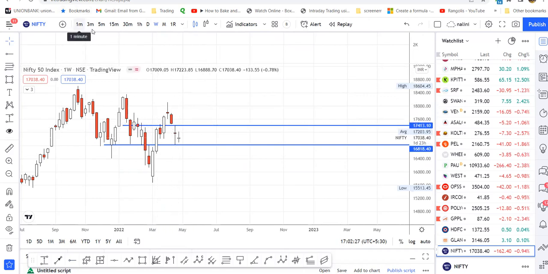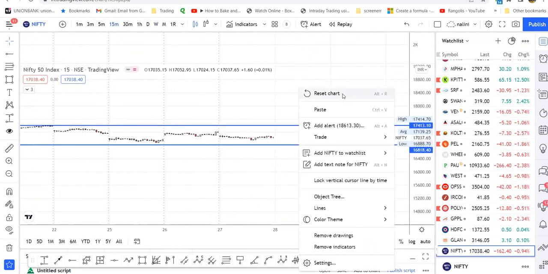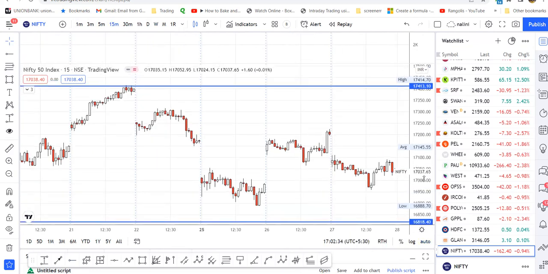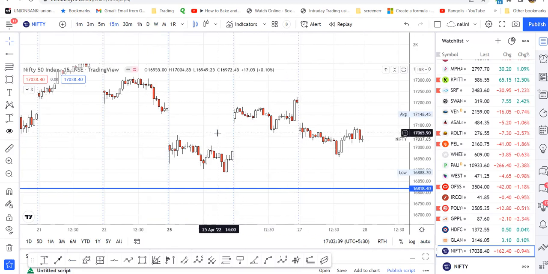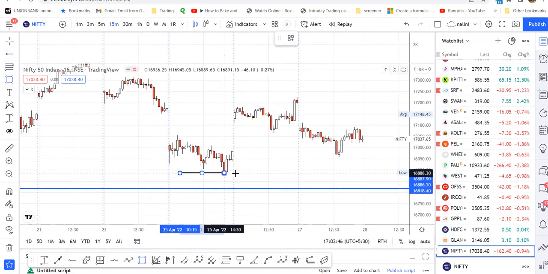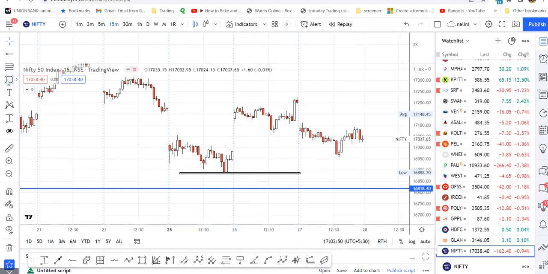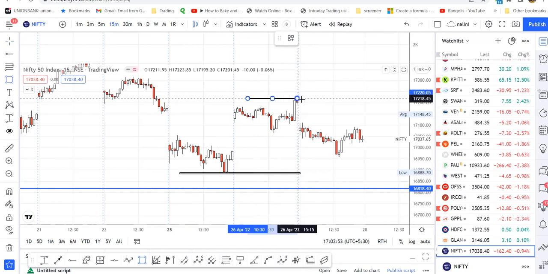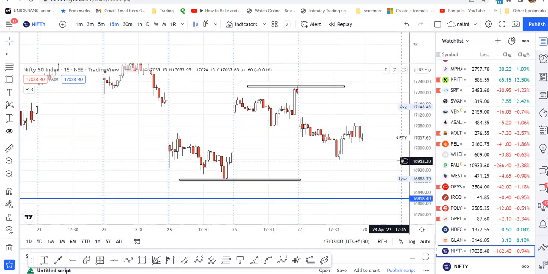Now, for today, let me go to the 15 minutes chart and mark the levels. See, these are the 3 days. In these 3 days, this is the low. Low is 16,883 and then the high is 17,224. This was yesterday's high.